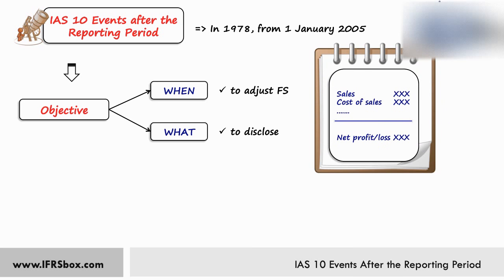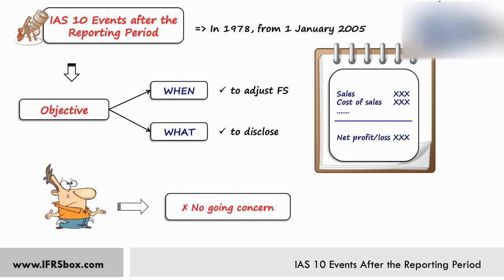Also, bear in mind that if the events after the reporting period indicate that the going concern assumption is not appropriate, then an entity should not prepare its financial statements on a going concern basis. Just as an example, imagine that the pandemic broke out after the reporting period, and it may cause you to have to shut your business down, so your company is not a going concern.